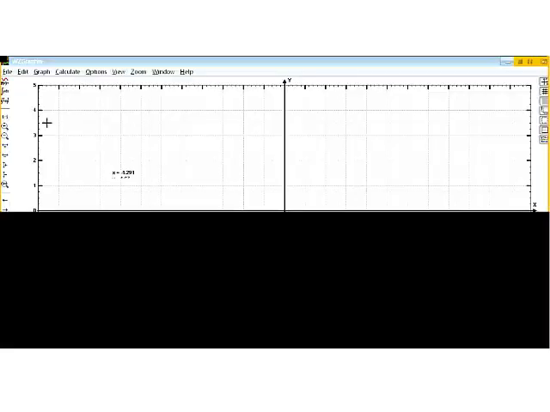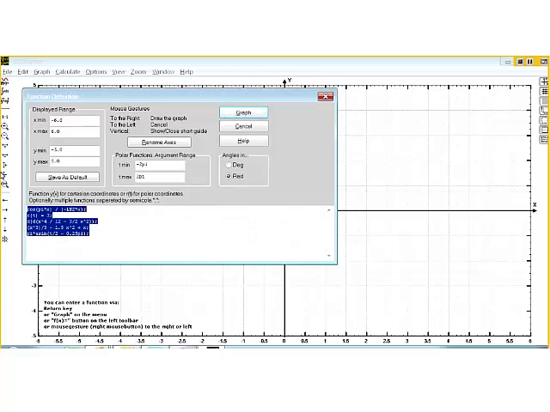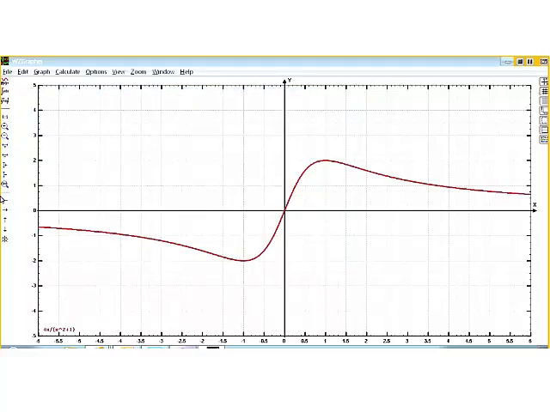So here we go. The function we have is 4x divided by the quantity x squared plus 1. So that's what the function looks like. And at x equals negative 1, we have a critical number, and at x equals positive 1, we have a critical number. And you can see that we have a local maximum here and a local minimum there.